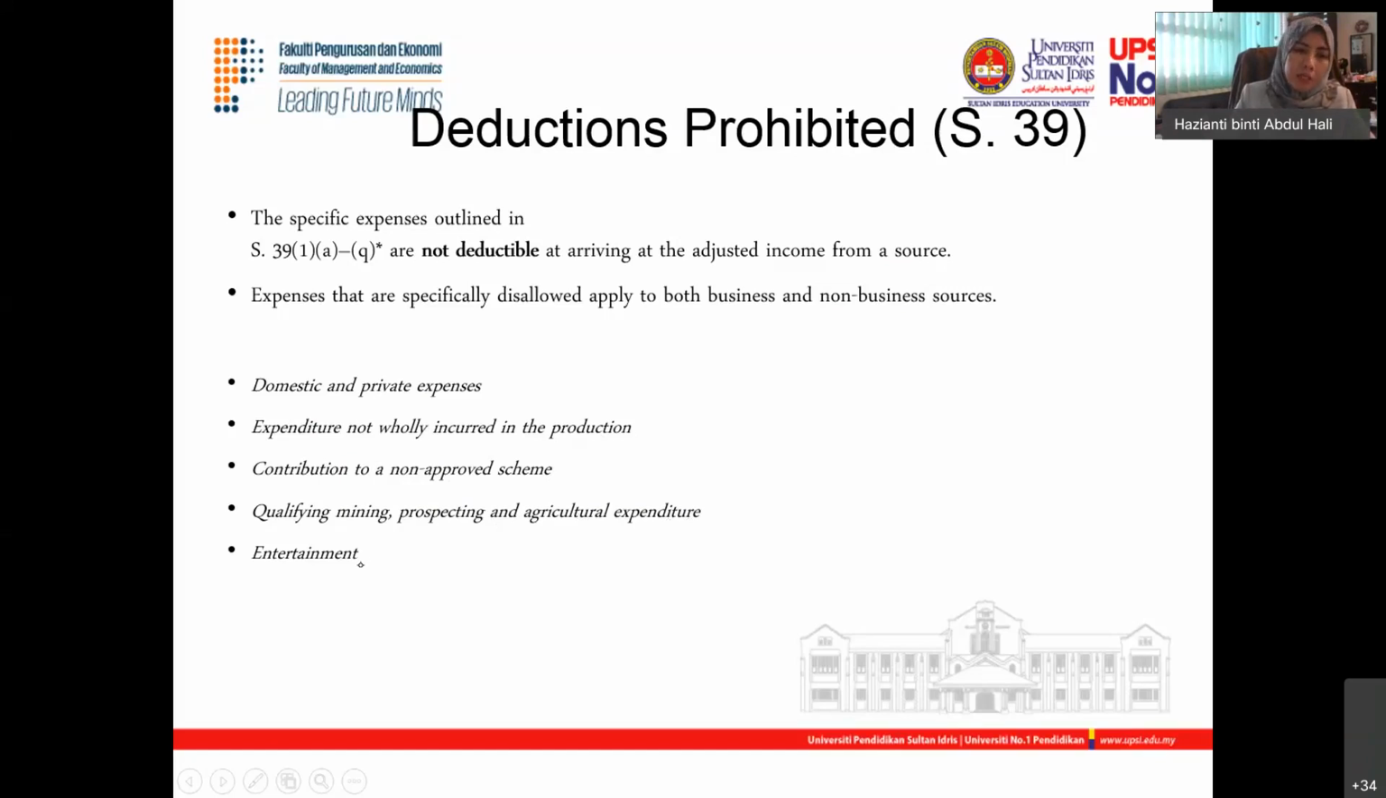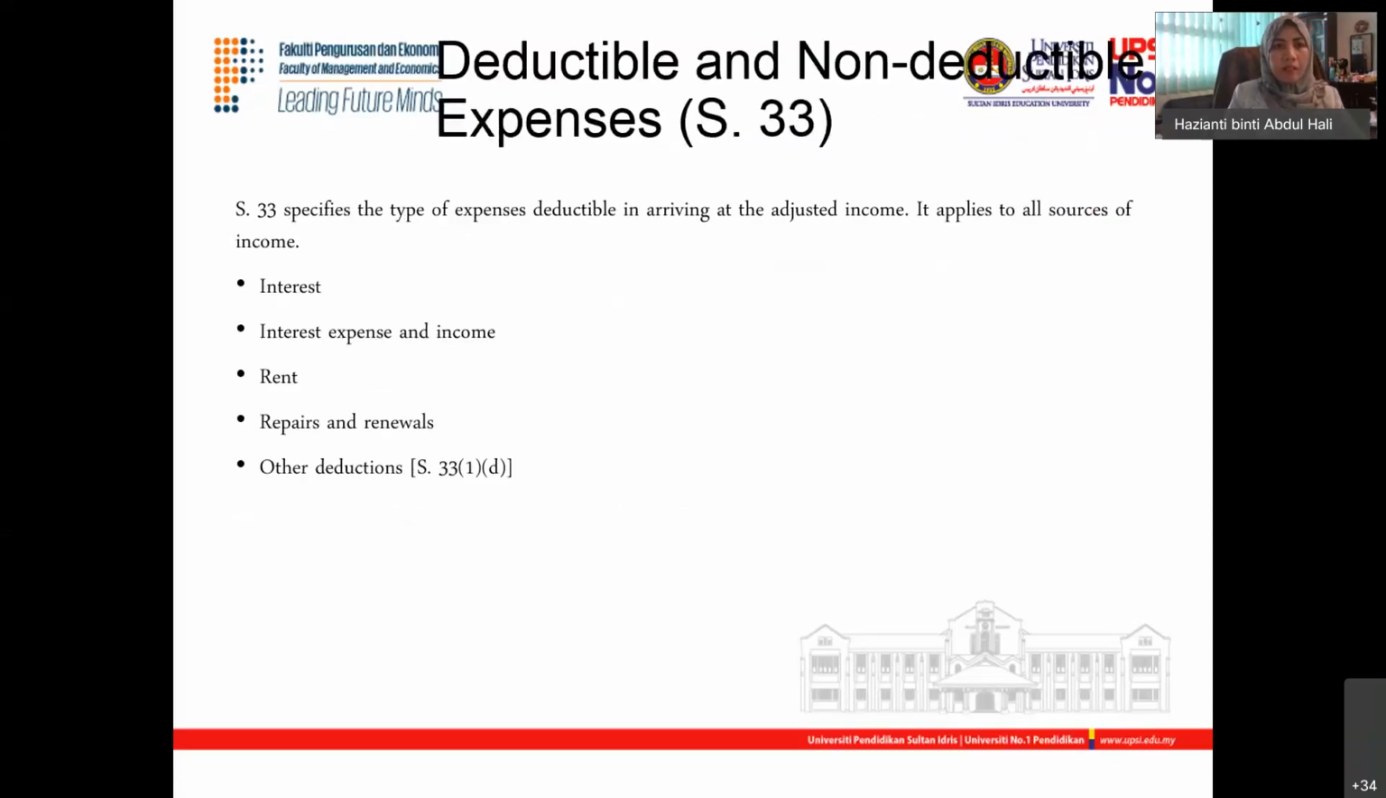And also entertainment expenses. Entertainment expenses ni special sikit because we have public rulings on that. So the different types of entertainment expenses ni nanti later you boleh tengok dalam the notes that I share with you in my guru. So dia ada macam-macam jenis expenses. Maybe if we have time kita go through sikit nanti. Alright, next.